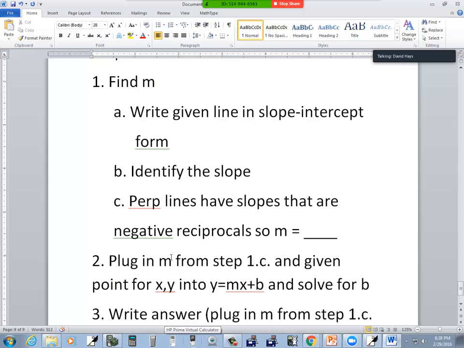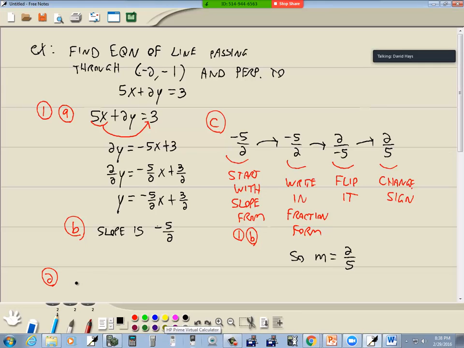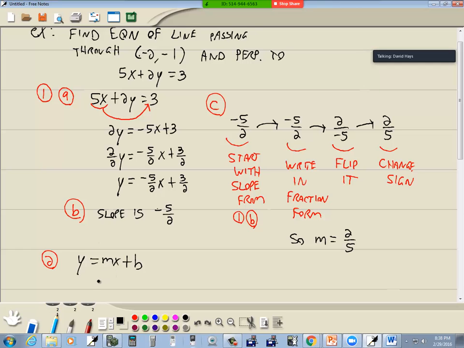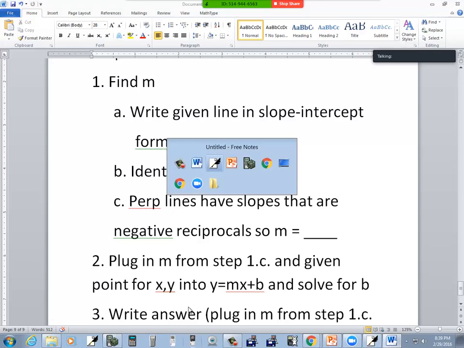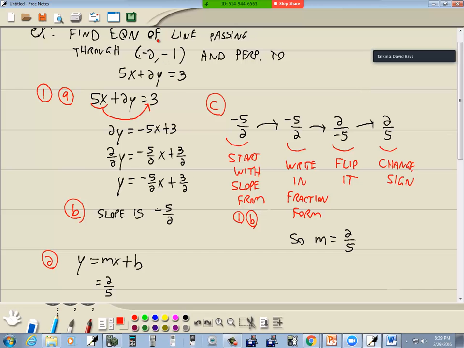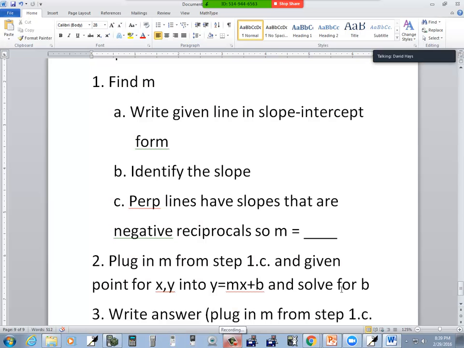Step 2. Plug in m from step 1c. We just said m was 2/5, so I'll put 2/5 in for the x. And a given point for x and y. Again, when they give us a point, they're giving us a specific instance of x and y. So I'll put negative 1 in for the y, and I'll put negative 2 in for the x. And then plus b. And then we want to solve for b.